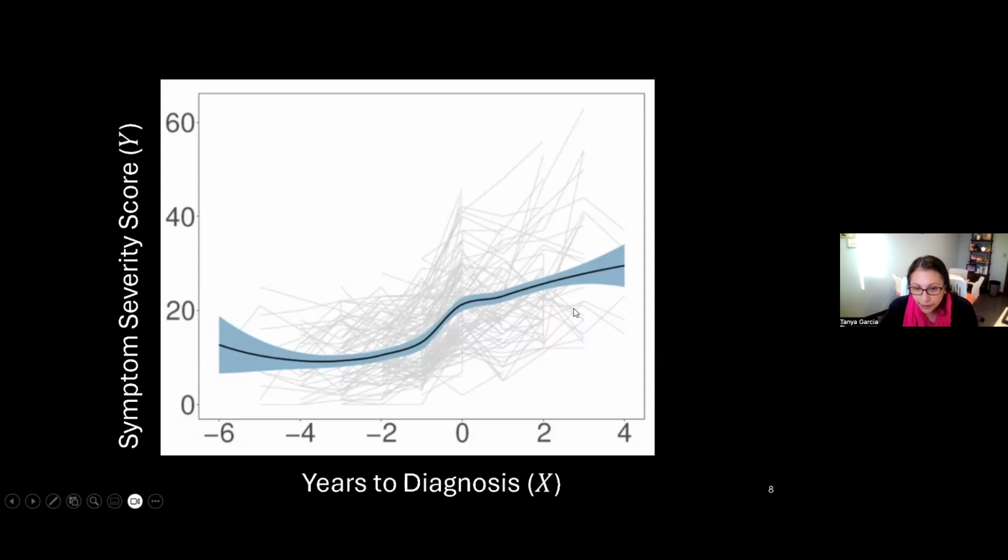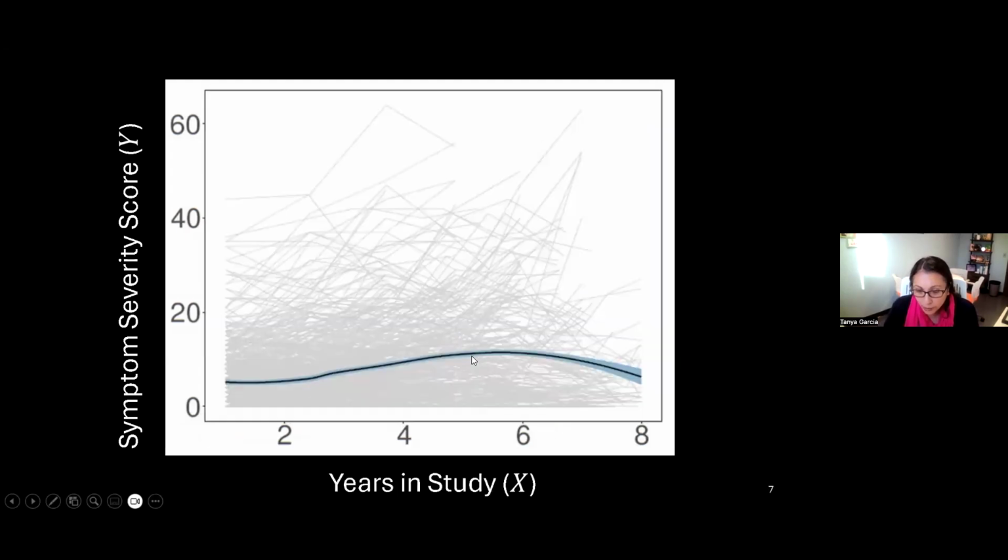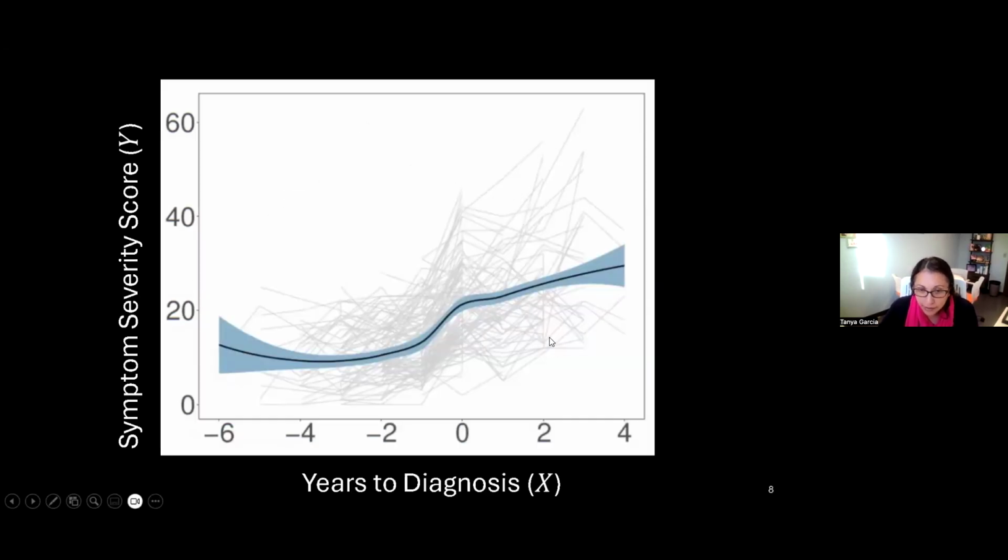But if you compare this plot with the previous one, you'll see that there are a lot fewer gray spaghetti lines. And the reason for that is because I deleted data. The reason I deleted data is because to make this new plot, I have to know when an individual is diagnosed. Because if I don't know that information, I don't know where to put their gray spaghetti line. I don't know if I should put their symptom trajectory here or over here or over here.